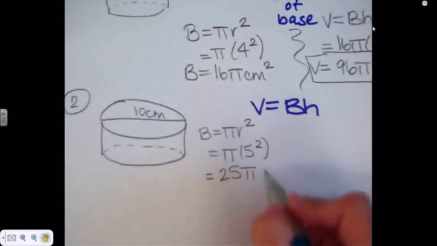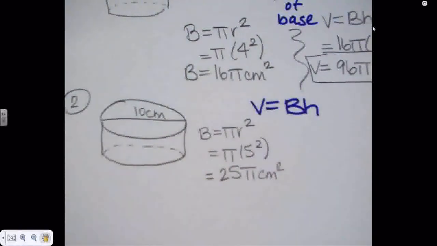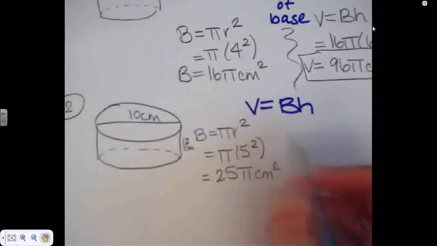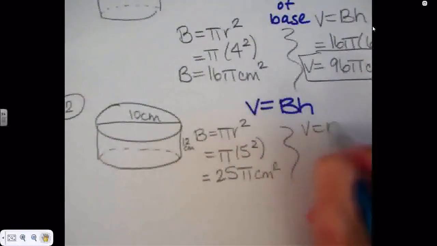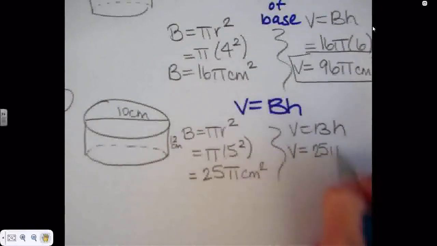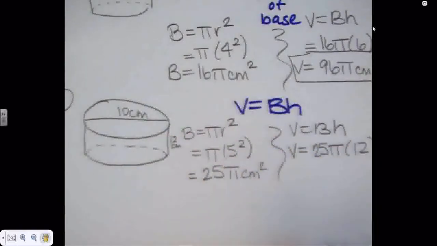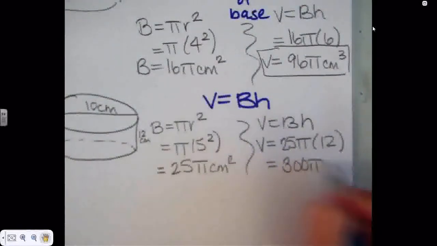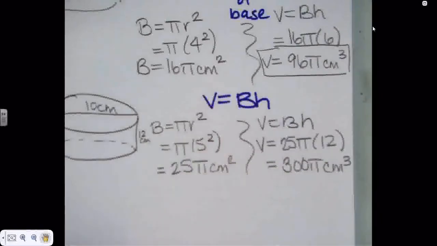So 25 pi centimeters squared. And I forgot to put my height, which was 12 centimeters. Now plug it in. Area of my base was 25 pi. My height is 12. So when you multiply that, you get 300 pi centimeters cubed.